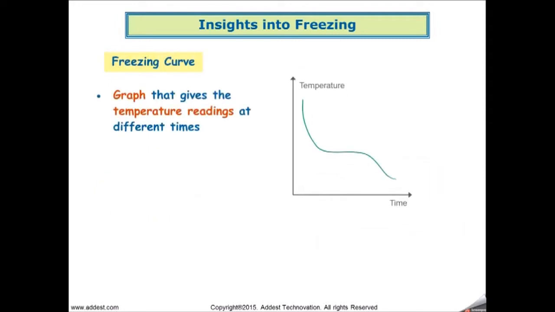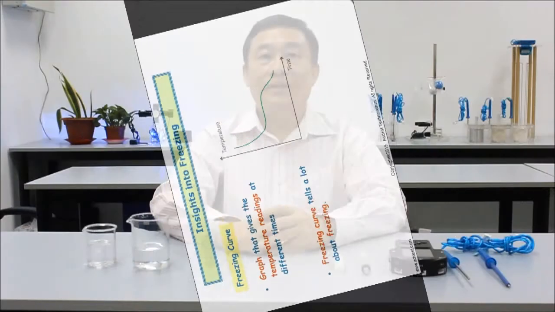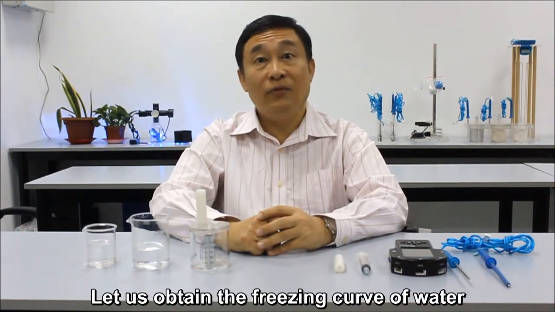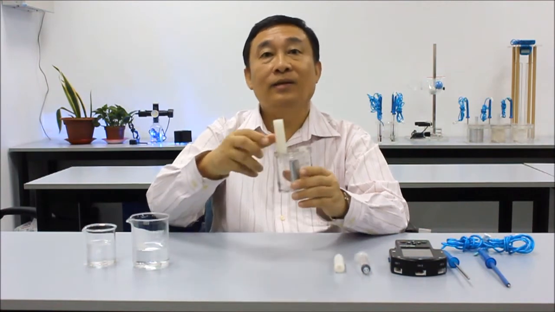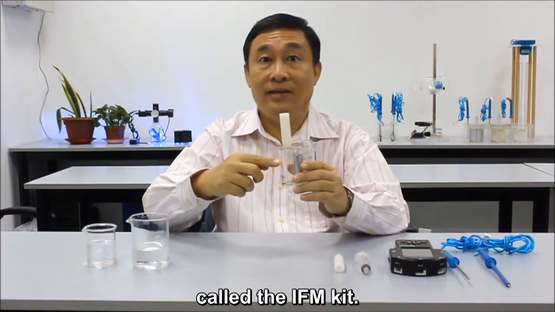A freezing curve is a graph that gives the temperature readings of the liquid and the solid at different times of a freezing process. The freezing curve, which can be obtained experimentally, tells us a lot about freezing. Let us obtain the freezing curve of water using this apparatus called the IFM kit.